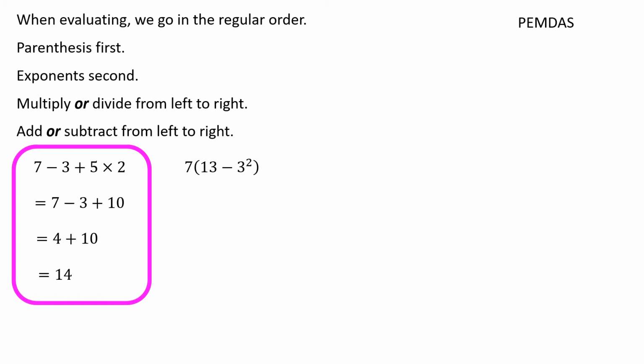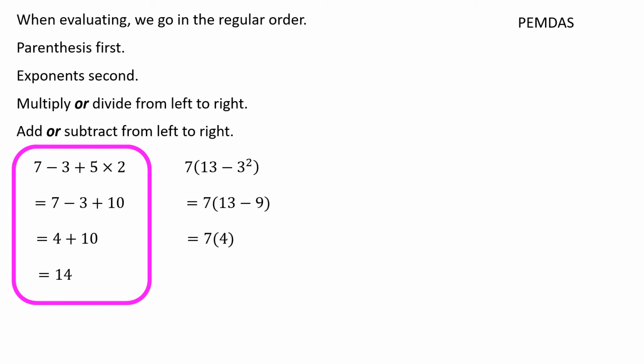Okay, parentheses first. Inside those parentheses, ooh, I see an exponent and I see subtraction. I do exponents before subtraction. So inside those parentheses, the exponent 3 squared. 3 times 3 is 9. Now I can do the subtraction. 13 subtract 9 leaves me with 4. So I did everything inside the parentheses first. I had to do the exponents before the subtraction.